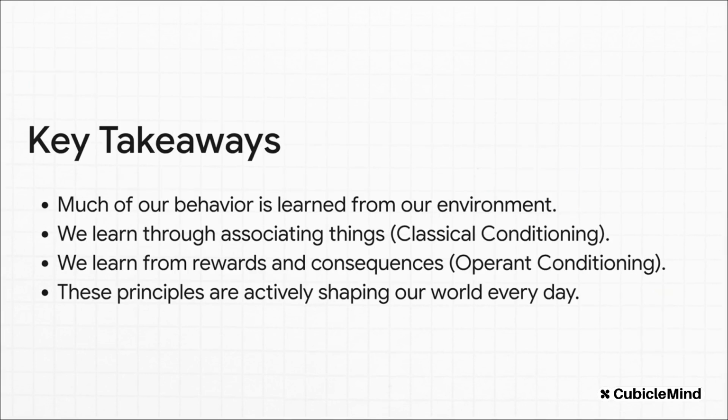So, when you boil it all down, what's the big picture here? It's that a huge, huge chunk of who we are and what we do is learned. Whether it's through those automatic connections our brain makes with classical conditioning, or the choices we make based on rewards and punishment with operant conditioning, these forces are always at play, quietly shaping our habits, our decisions, our entire lives.